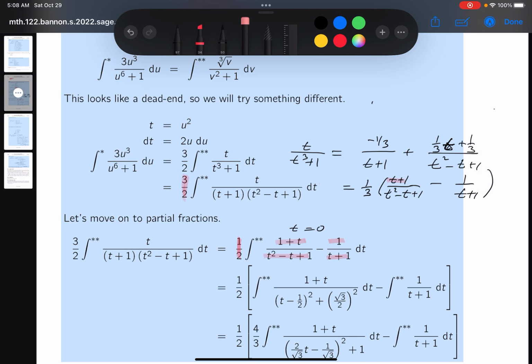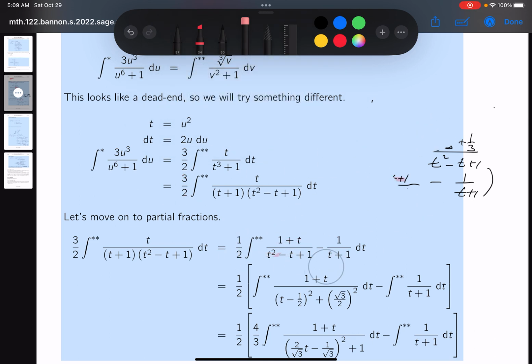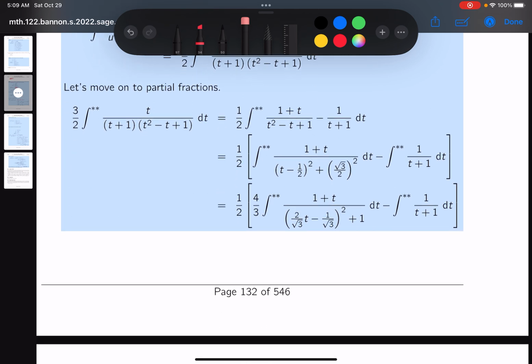Let me get my eraser out again. And I'm going to erase all this stuff over here. And I want to concentrate on the next series of steps that I go through. All right, so I have this. And what I do is I split it into two. So the half comes out. I got this first integration over here. I'll talk about how I got the bottom later. And I got this integration over here.